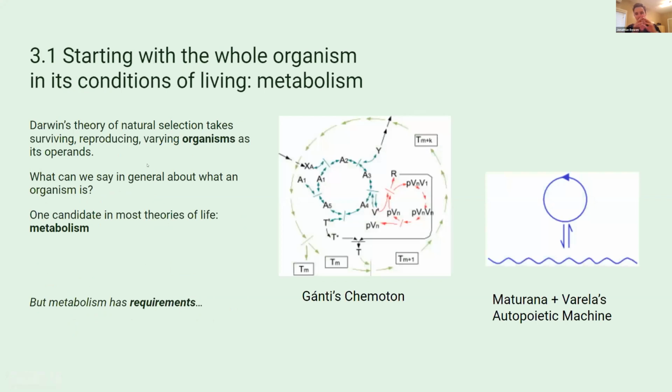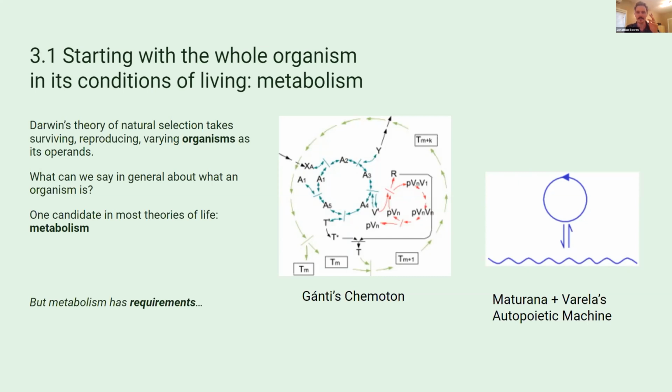This is how species originate. And for it to get going, you need a population of organisms that are surviving and that vary and that reproduce and pass on their traits. So what can we say in general about these organisms, the population that's evolving?